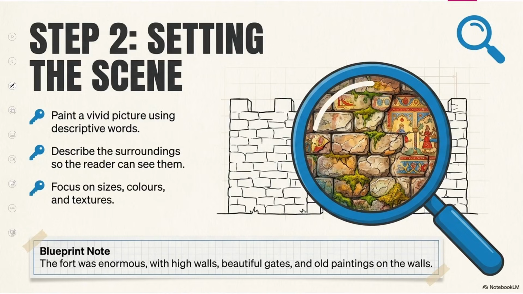Setting the scene. Paint a vivid picture using descriptive words. Describe the surrounding so the reader can see them. Focus on sizes, colors, and textures. In short, you can say that do not write, tell the story. For example, the fort was enormous with high walls, beautiful gates, and old paintings on the wall. Here, enormous, high walls, gates, old paintings. All these words make an image in your mind or image in the reader's mind.